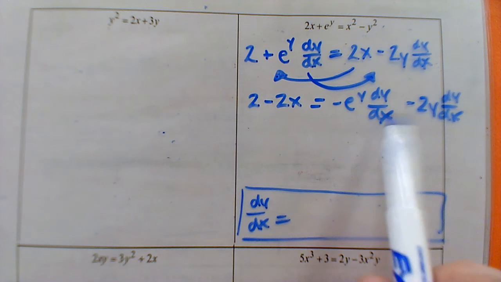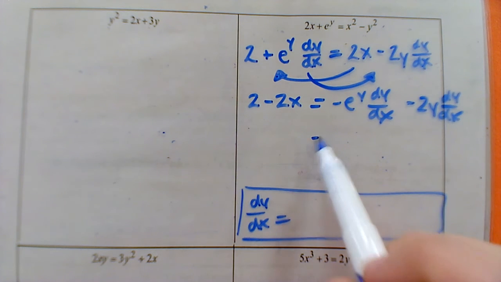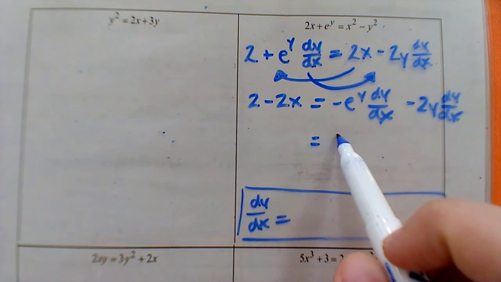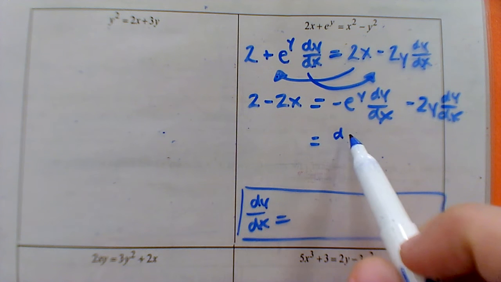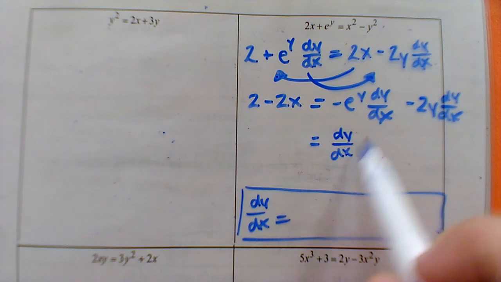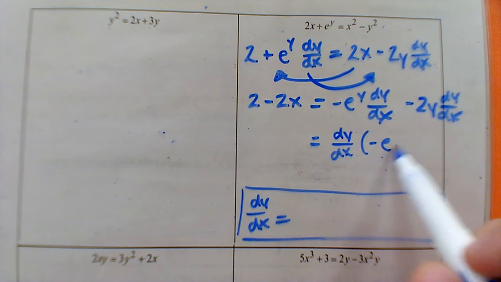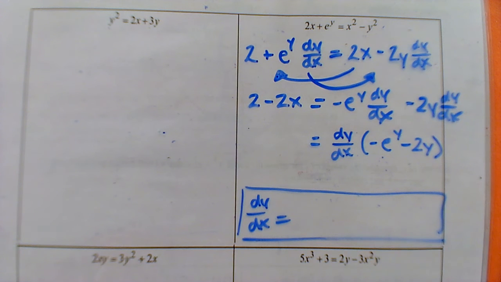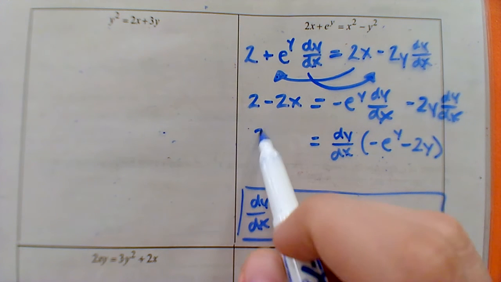On the right-hand side, if both of these have a dy over dx in common, what can we do with that derivative term or notation or symbol? Yeah? You can rewrite it in the front and have parentheses e to the y plus, yeah. I would also take the negative out. You would want to take a negative out too. It's okay if you don't.